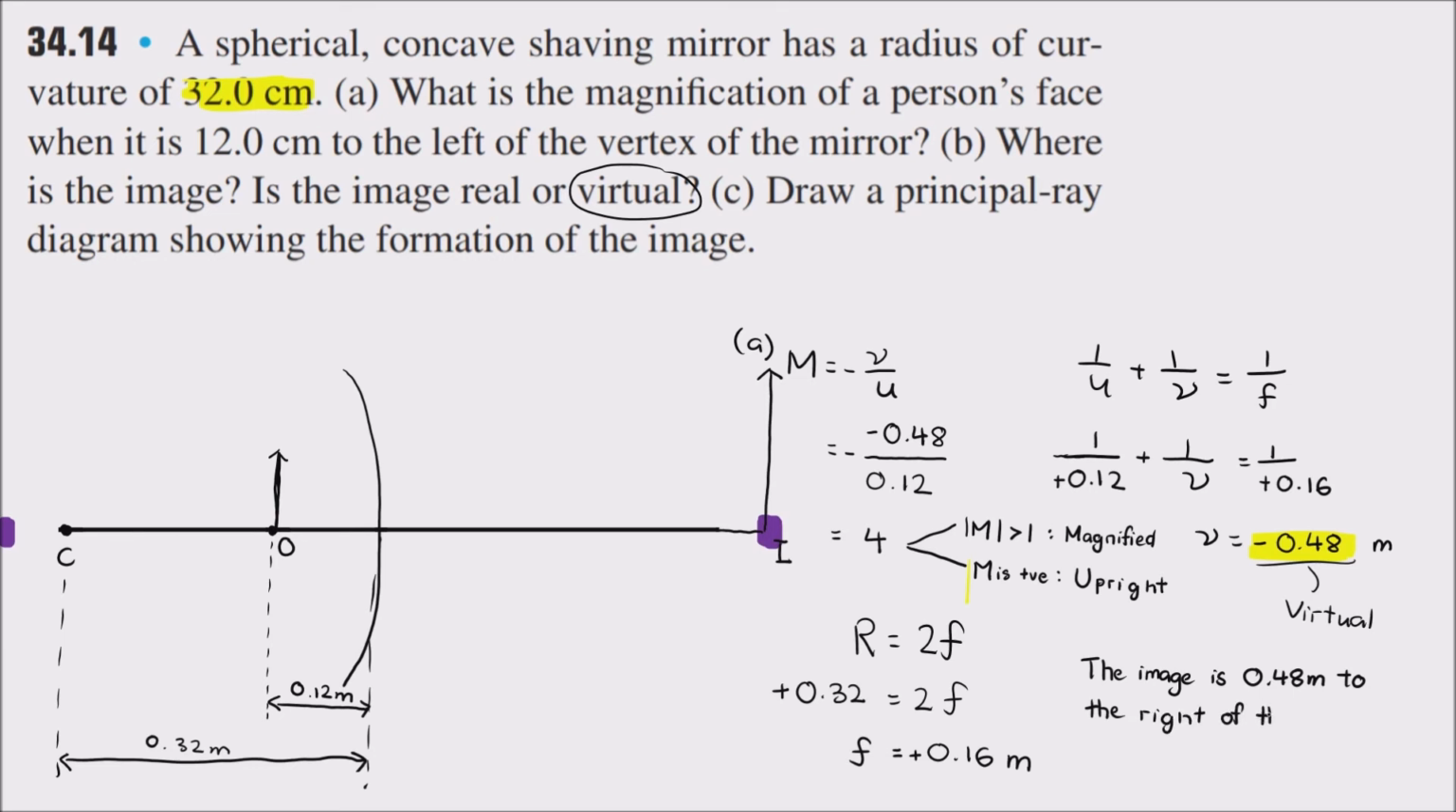Use the sentence in the question: to the right of the vertex of the mirror. Okay, so you have answered the question here. Where is the image? Then is the image virtual or real? The image is virtual. So you have successfully answered A and B. Then now if you move on to C, draw a principal ray diagram to show the formation of the image. Well, we have been doing that for quite a while, so I will just brush through it.